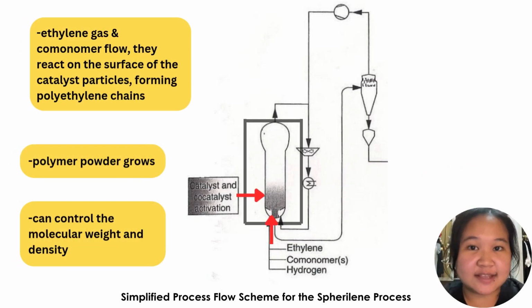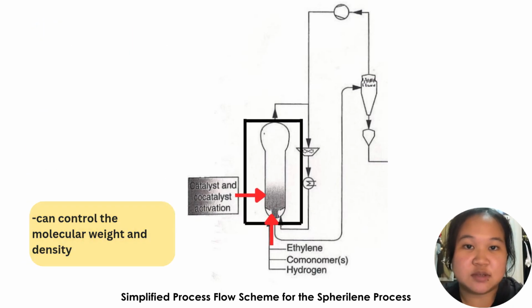As ethylene gas and comonomer flow through the reactor, they react on the surface of the catalyst particles, forming polyethylene chains. Each catalyst particle acts as a tiny microreactor, and as the reaction continues, polymer powder grows around this particle. By adjusting the composition of the circulating gas, such as the amount of hydrogen or comonomer, we can control the molecular weight and density of the polymer being produced.